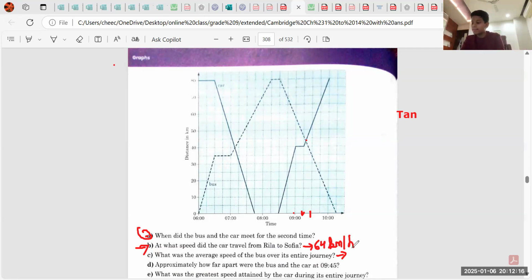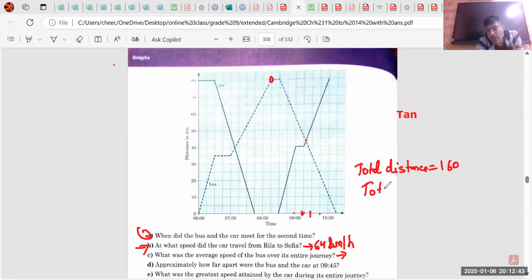Where can you explain? I can explain. Average speed means total distance upon total time. Total distance covered is 80 plus 80, 160. Sir, 80 plus 80. Okay, sir. Sir, I didn't add one.